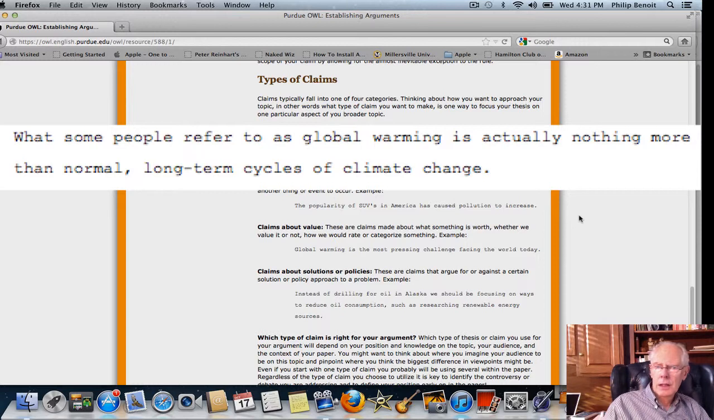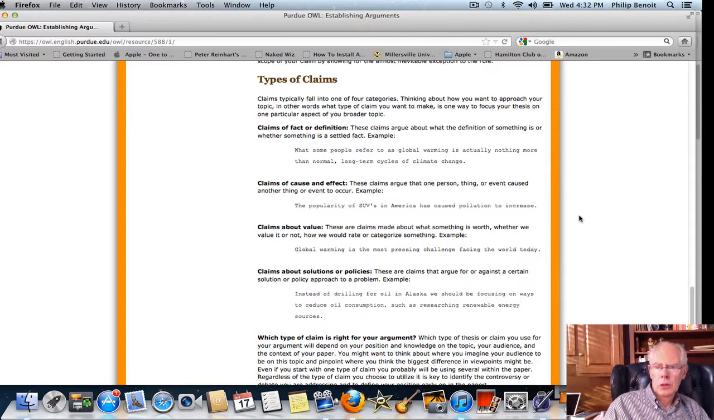So that's a claim of fact. We're going to have to support it, of course, to be credible. It's also debatable, but it has to do with a fact or a definition of global warming. Okay, so you can see where that argument might go.